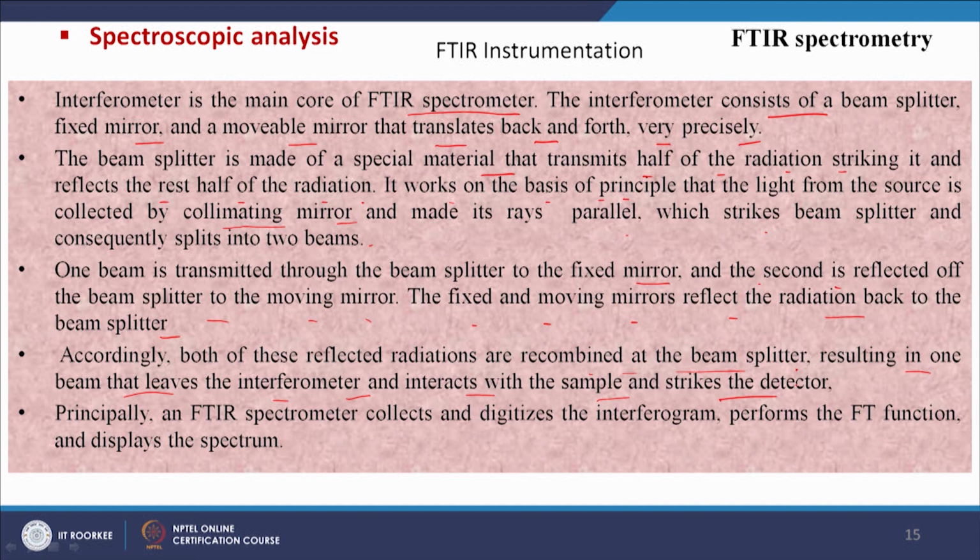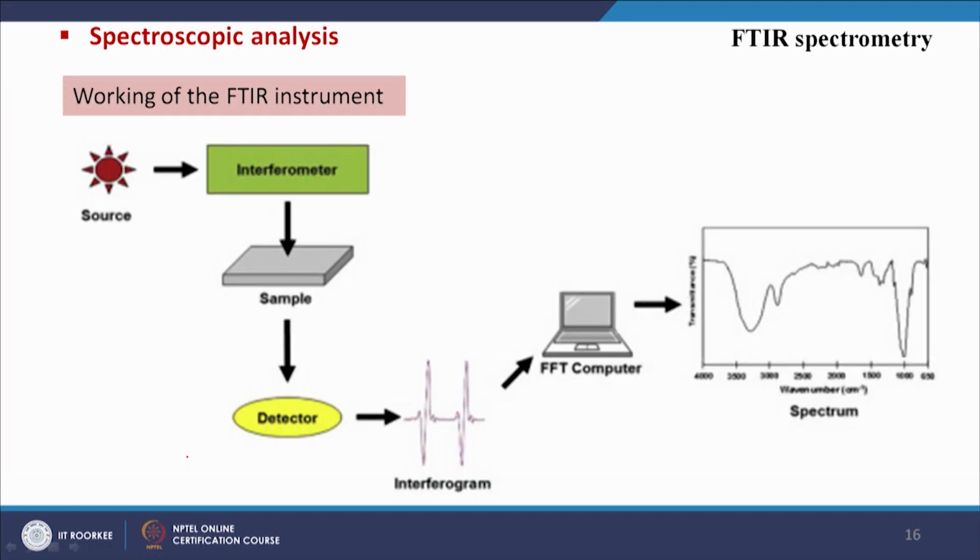So, principally the FTIR spectrometer collects and digitizes the interferogram, performs the FT function and displays the spectrum. So, this is the role of the FTIR: the source, then the interferometer, then the single beam goes to the sample, and then the detector, then the interferogram we get is converted to the spectrum. So, that is why FTIR.